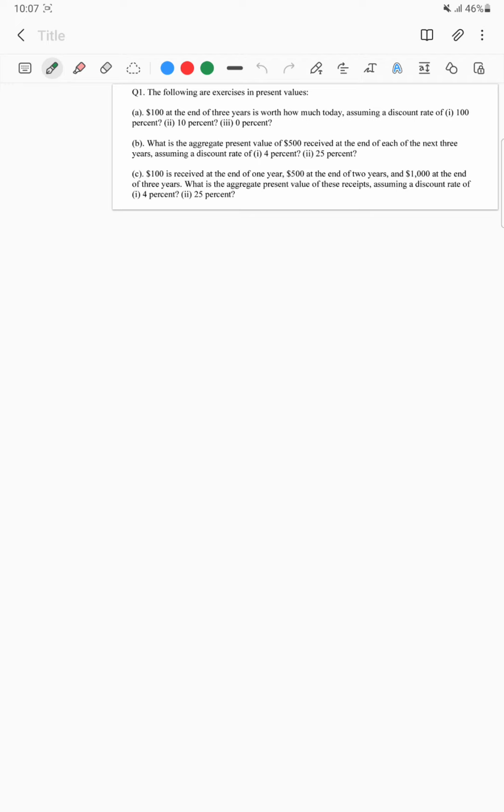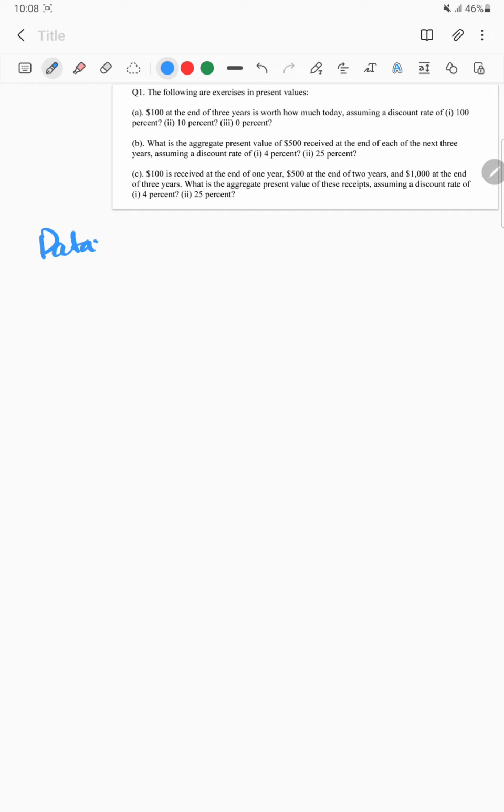Part A and B of this question we have already solved, and today we will be solving part 3. The following are exercises in present values. C: $100 is received at the end of 1 year, $500 at the end of 2 years, and $1000 at the end of 3 years. What is the aggregate present value of these receipts, assuming a discount rate of 4% and 25%?